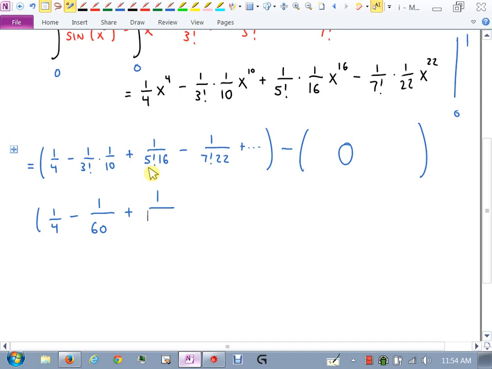Please, if someone could, I'd like for someone to try and do 1/4, take away 1 over, let's see, 3 factorial is 6, so this is 1 over 60. Then I'd like for you to add to that 1 over, what's 5 factorial? Is it 120 times 16? So 120 times 16 is what? I don't know. And then subtract from that whatever you get when you do 7 factorial times 22. And just stop there.